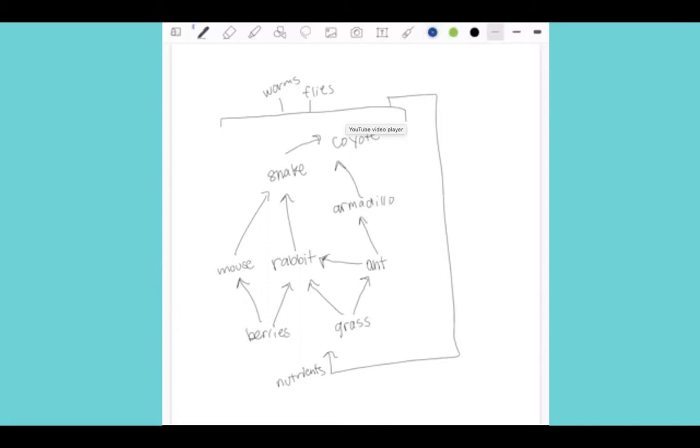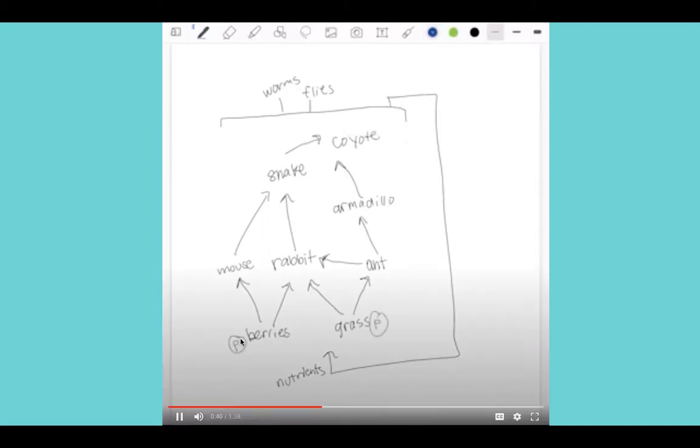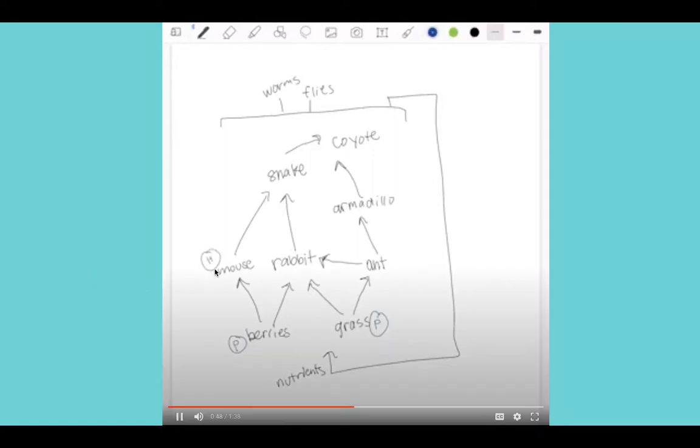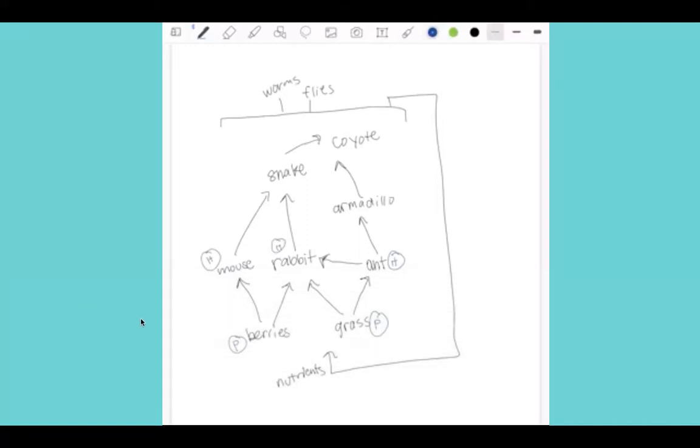But one of the things that I want to do now is label all of my objects. So I'm going to label my producers with a P, and I did that here with the berries. And now I'm going to label my herbivores, omnivores, and carnivores. Now I know that my mouse gets its energy from the berries. That's an herbivore. I can see that my ant gets its energy from the grass. That's an herbivore. And let's do the rabbit. I see that my rabbit gets its energy from the berries and the grass. It's an herbivore. What mistake did I make?